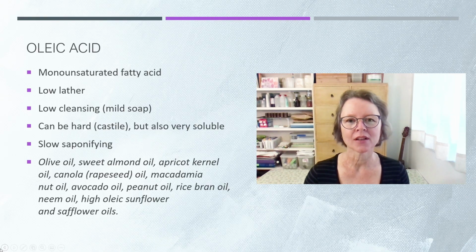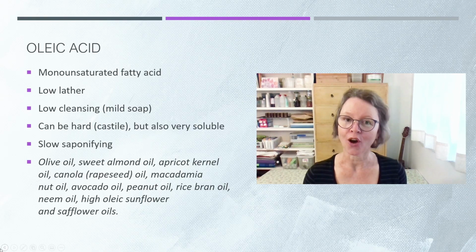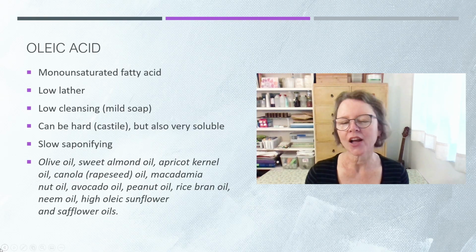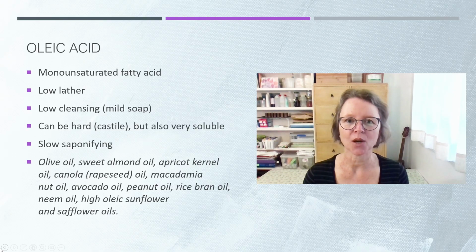Sweet almond oil, apricot kernel oil, canola or rapeseed oil, macadamia nut oil, avocado oil, peanut oil, rice bran oil, neem oil, and high oleic sunflower and safflower oils. They're all great examples of soap making oils, those liquid unsaturated oils that are high in oleic acid.